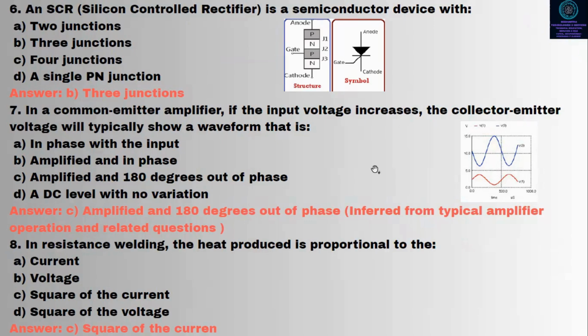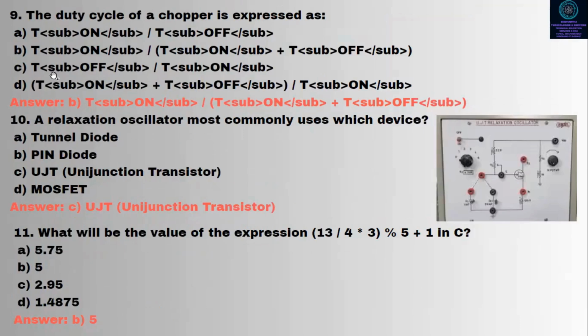So question number 7, in a common emitter amplifier, if the input voltage increases, the collector emitter voltage will typically show a waveform that is amplified and at 180 degrees. It will go to the opposite side, exactly 180 degrees out of phase. Okay, so let's go to the next question, 8. In resistance welding, the heat produced is proportional to the square of the current. This is the correct answer. Then a mathematical question: the duty cycle of a chopper is expressed as T on over T. This should be the correct answer, you can find it out.